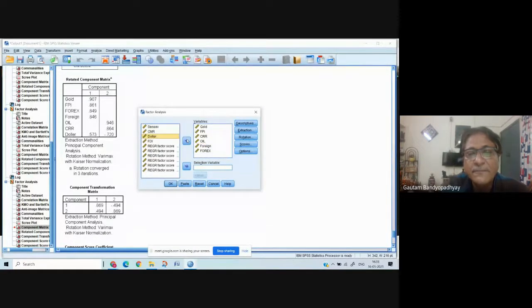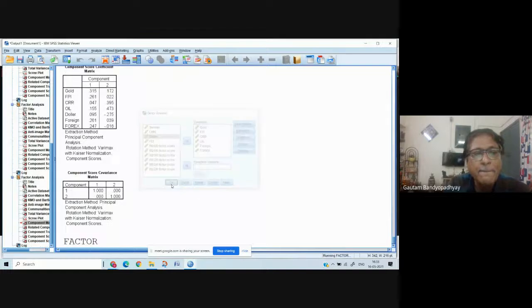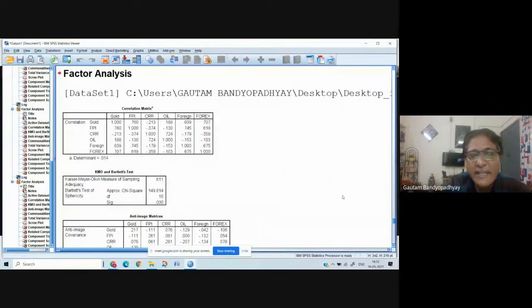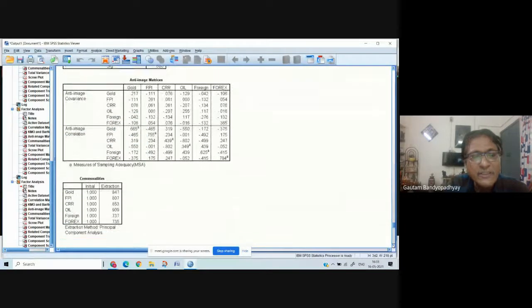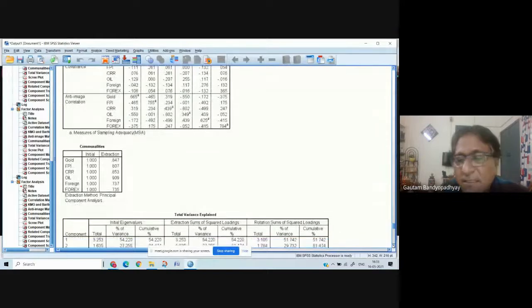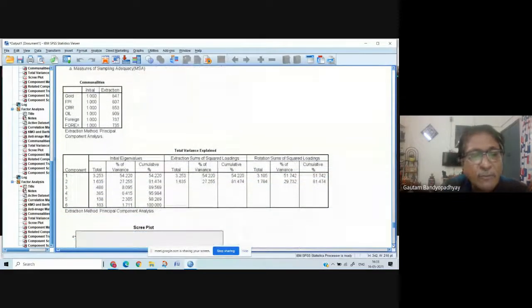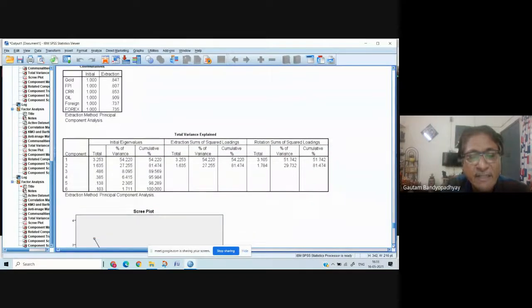Deselect dollar. Now instead of 7 we have 6 variables, and click OK. So then all are okay. Communality is okay, better than 0.6. Lambda value is okay, eigenvalue more than 2, 81.47 explained.